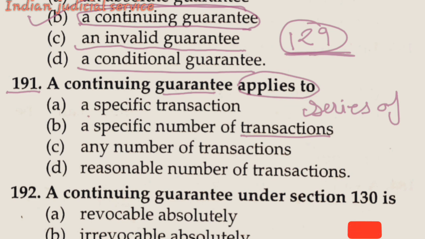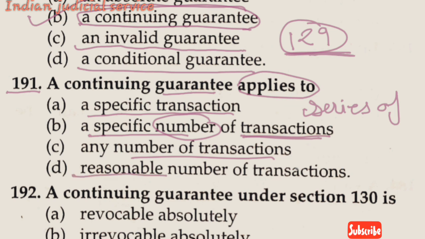Now option A is specific transaction, option B is specific number of transactions, option C is any number of transactions, and option D is reasonable number of transactions. So the continuing guarantee applies to a specific number of transactions. So the answer of this question is option B.